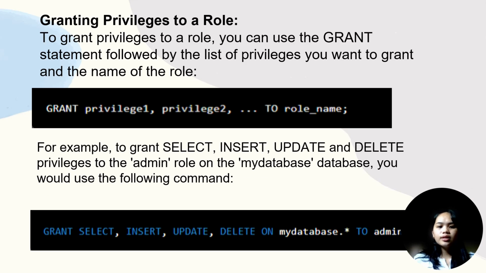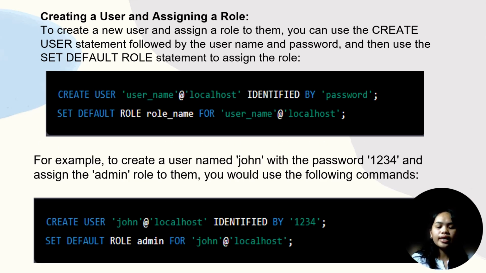Okay, next, granting privileges to a role. We're going to grant privileges to that role. What we're going to use is the grant statement followed by the desired privileges you want to grant. Example here: grant select, insert, update, delete on my database to which role? To admin.